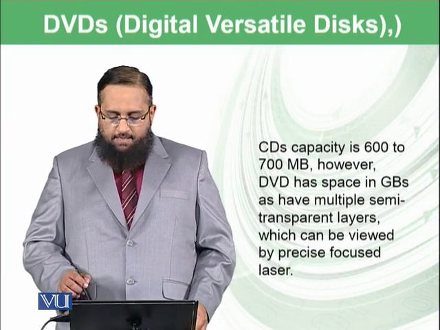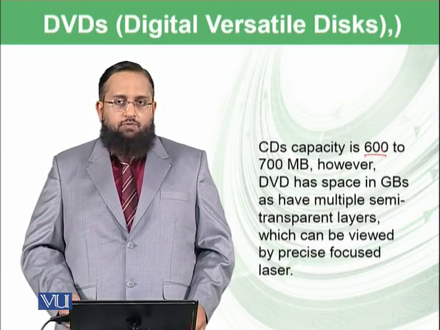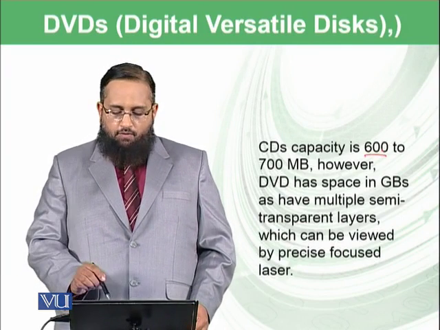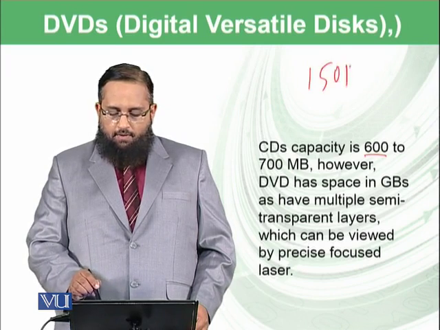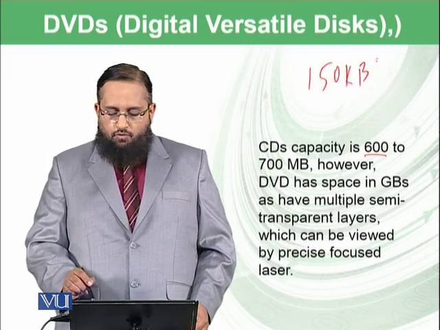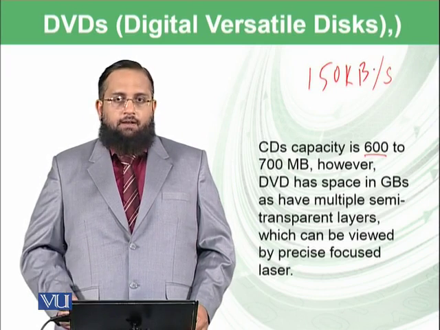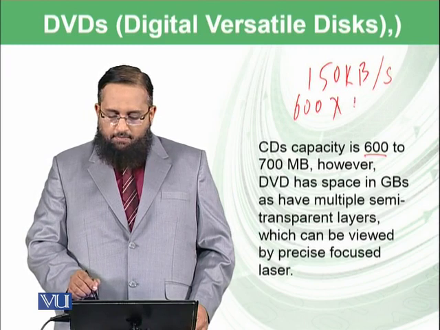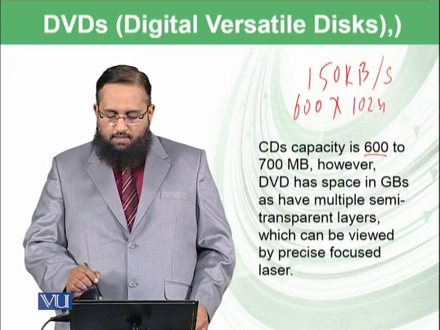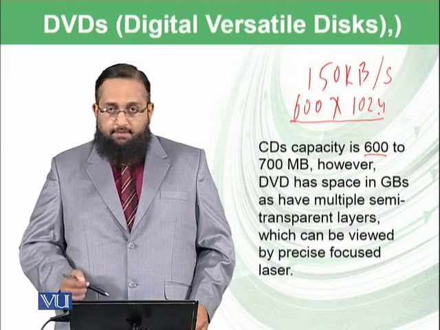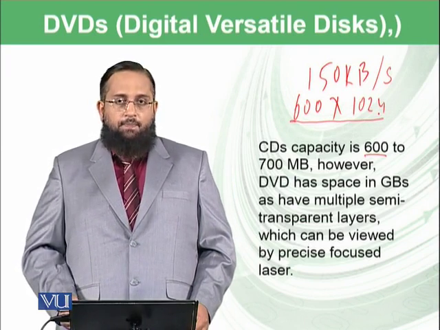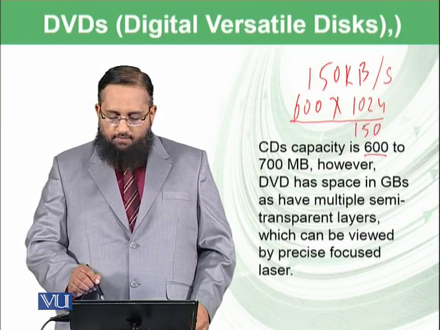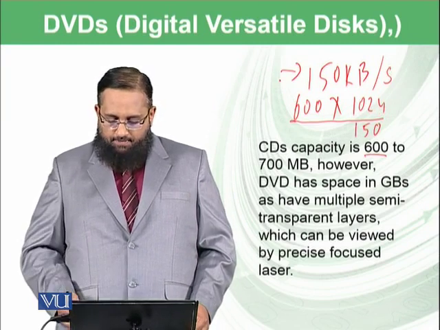CD capacity is 600 megabytes to 700 megabytes. You can now calculate: you need 150 kilobytes to store one second of data, so you can divide 600 multiplied by 1024 by 150, which is for 1 second, and you will get the number of seconds you can store on the CD.